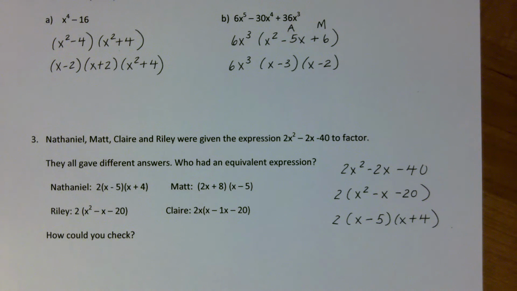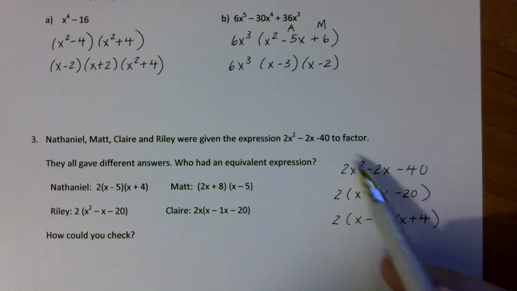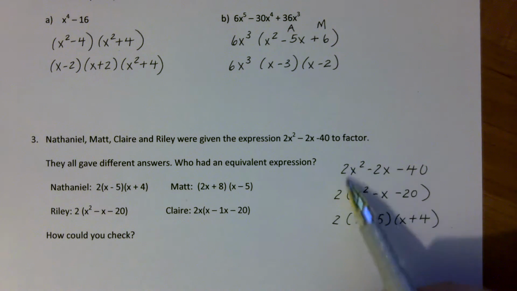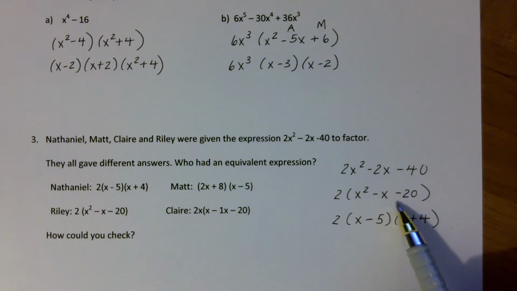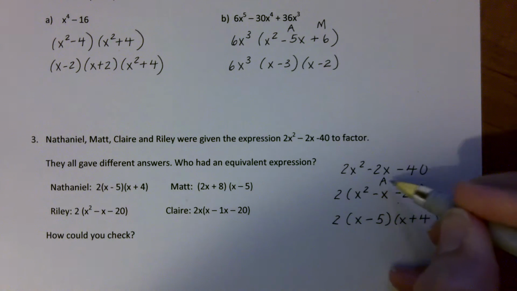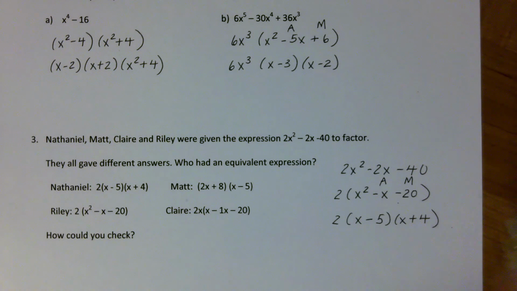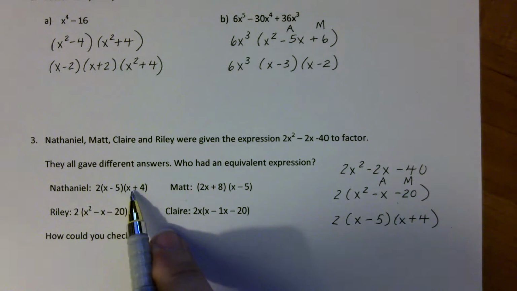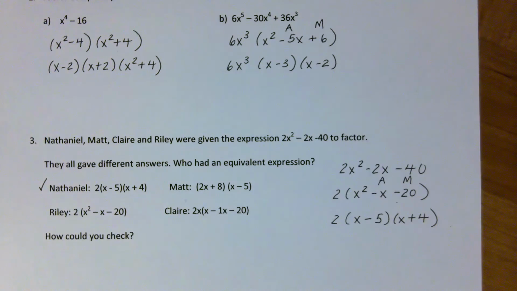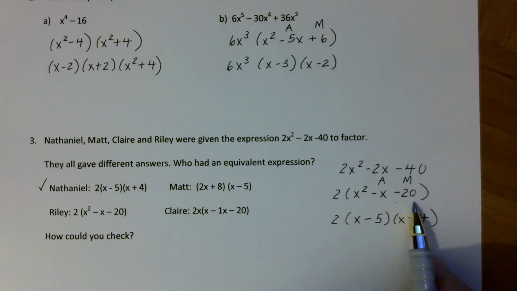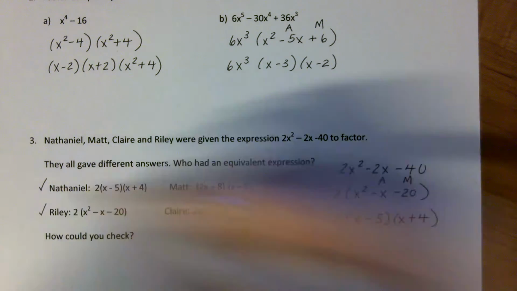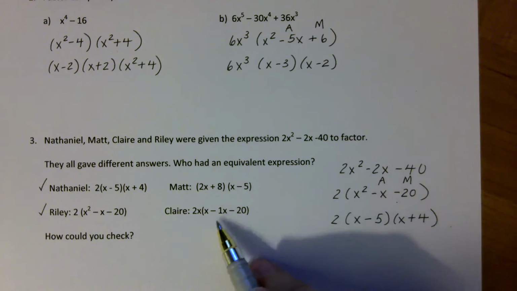So one of the easiest ways to do this is actually to factor this out yourself. I factor out my GCF. I got x squared minus x minus 20, and I recognize I can factor this using the AM method. So we recognize that Nathaniel was the only one that factored fully. So that's definitely an equivalent expression. Riley came close. She had done it halfway. And now we're left with Matt and Claire.